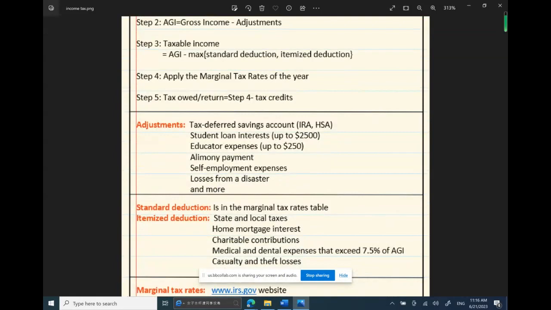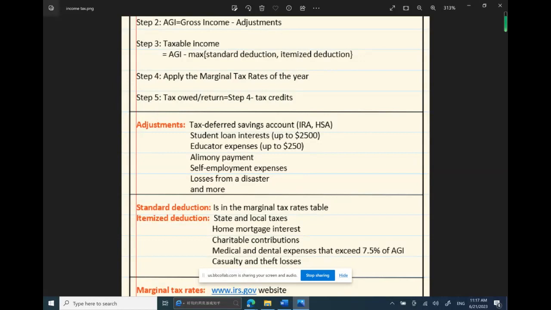Adjustments include the following items and more. Tax-deferred savings accounts, such as IRA and HSA. IRA stands for Individual Retirement Account. HSA is a Health Savings Account. They are tax-deferred savings accounts. If you put your money in those accounts, then you do not pay the tax until you withdraw it, when you get older, in the case of IRA.